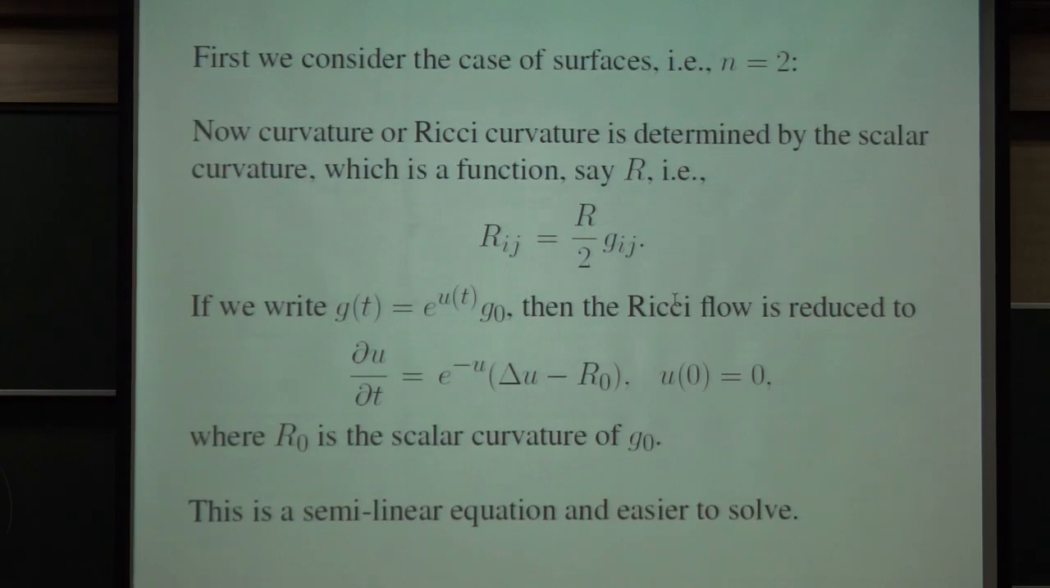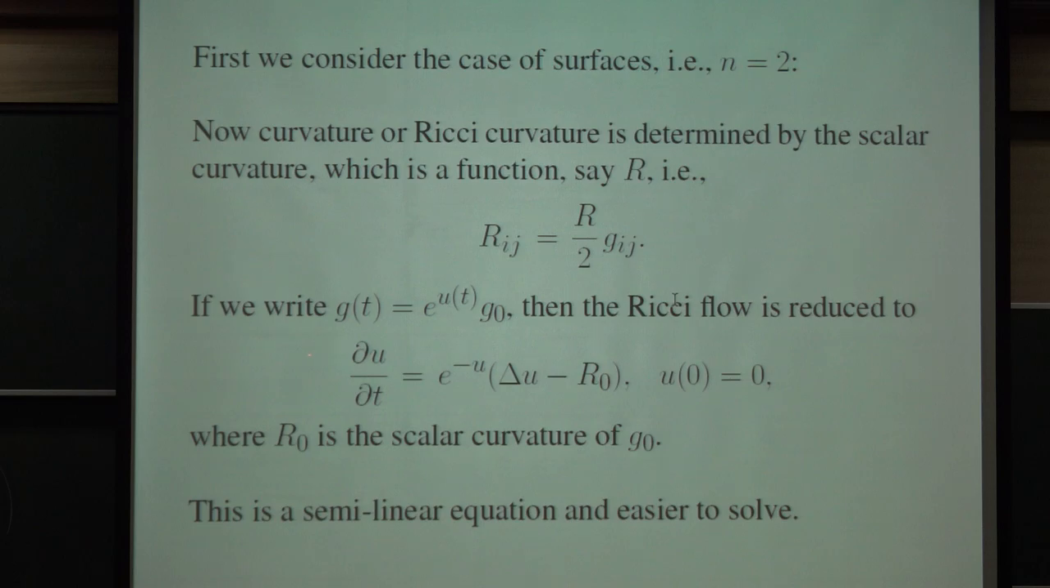So now we first consider the simple case. We always start with the case when we know, the case of surfaces. So always say the dimension is 2. In the two-dimensional case, there's only one curvature component. So the Ricci curvature has only one component. It's all determined by one scalar function. So you can write the Ricci curvature like this. Even though this itself at the beginning is a matrix, you actually determine it by only one function called the scalar curvature.